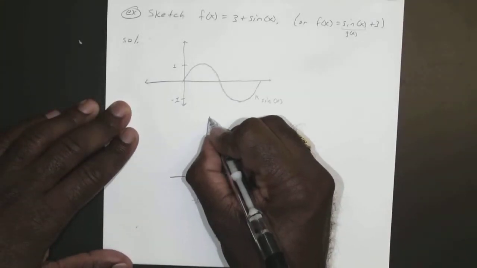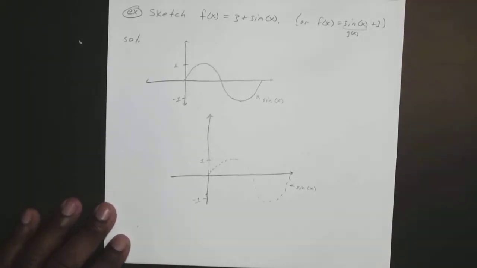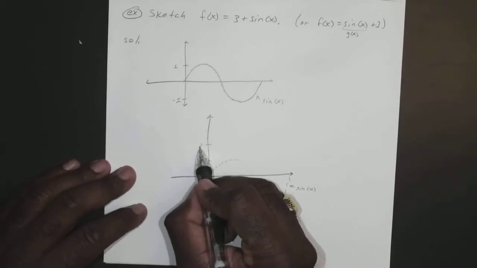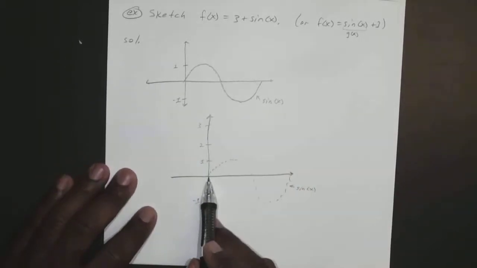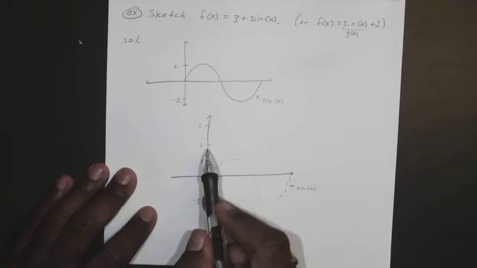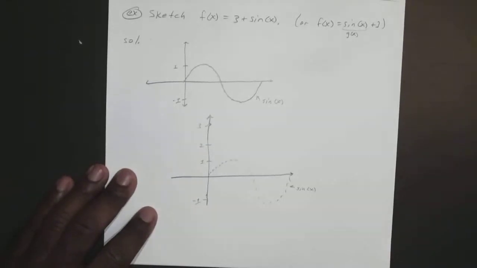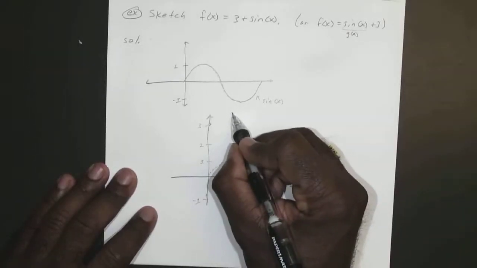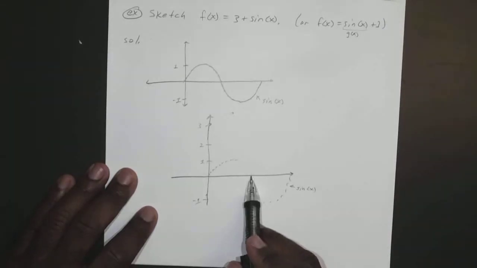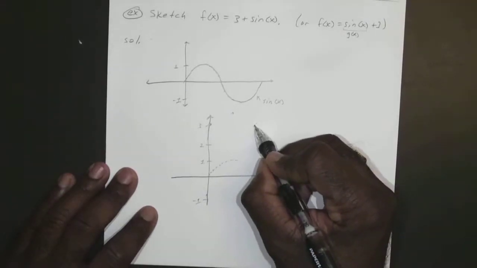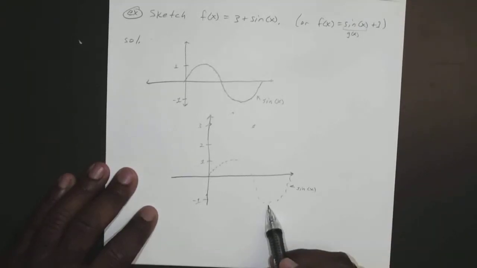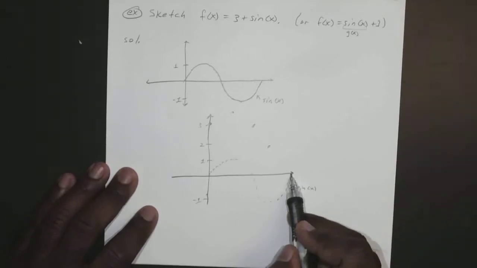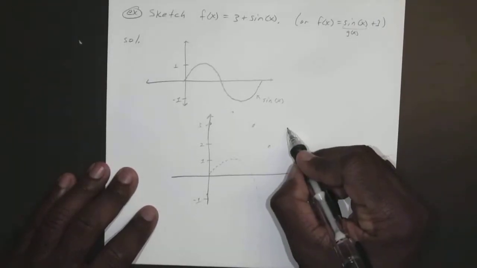Take that up just a smidgen more. Okay, so that means this entire graph is just going to shift up 3 units. So this is 2, this is 3. So instead of starting at 0, it's going to start at 3. And instead of this going up to 1, this is going to go up to 4. Instead of this coming back down to 0, it's going to come back down to 3. Instead of going down to -1, this is going to go down to 2. And instead of going back up to 0, this is going to go up to 3.